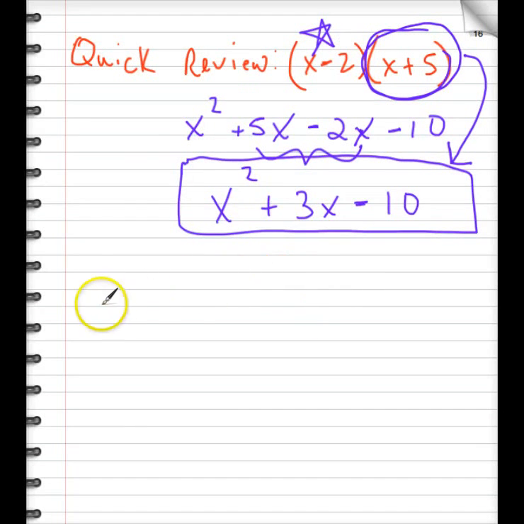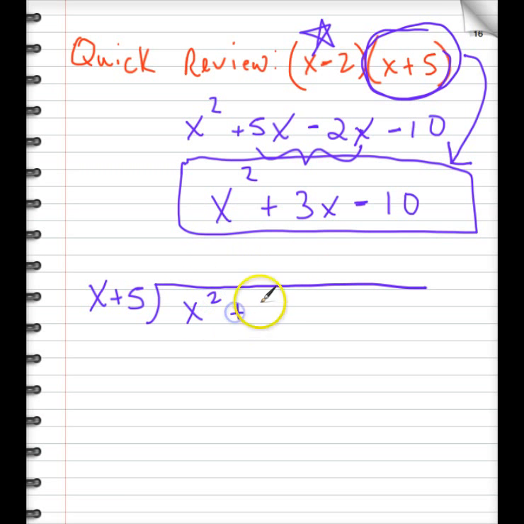So let's divide by x plus 5. And what are we going to divide? We're going to divide that answer we just got, which is x squared plus 3x minus 10. And thinking mathematically, we already know the answer. We're going to have to get this x minus 2. If we don't, something has gone awry. Okay? So basically, this is how this works.